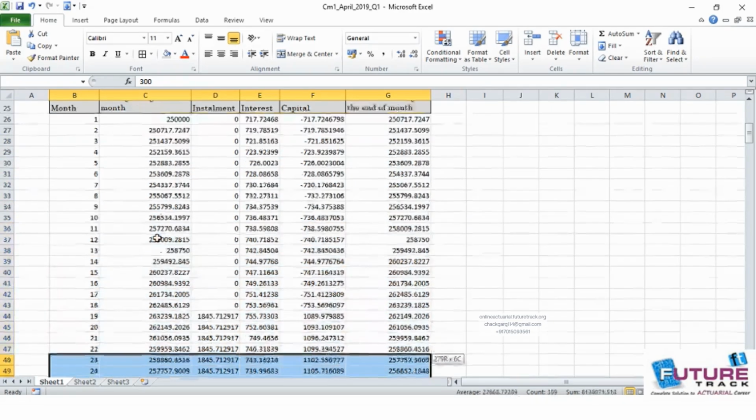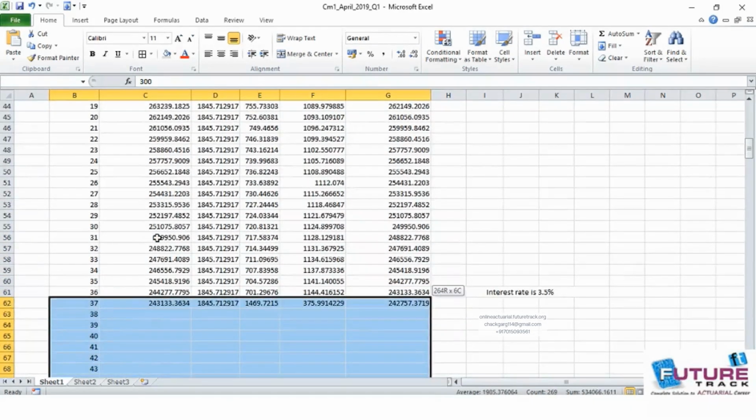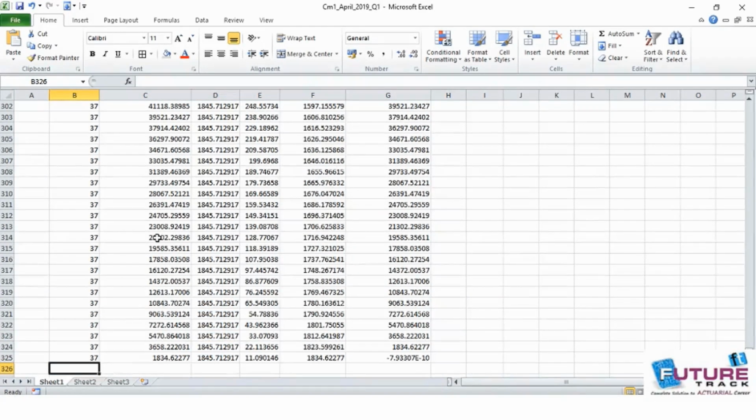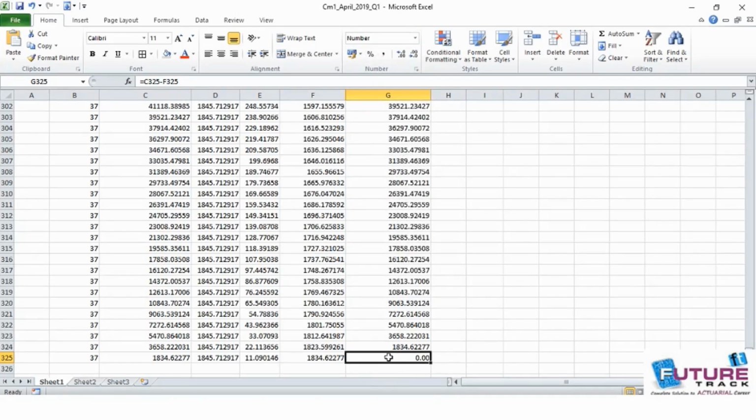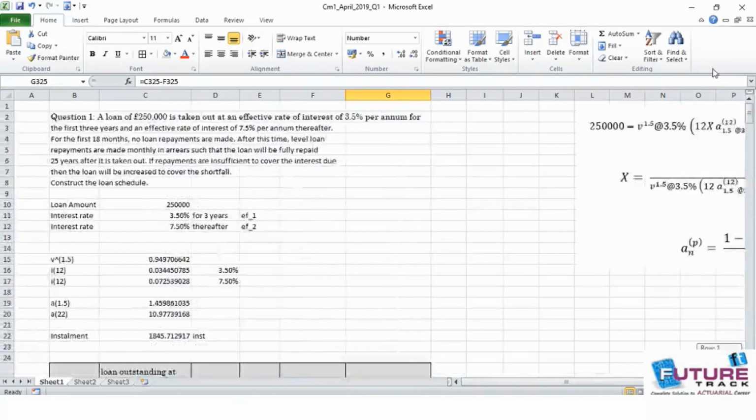Till 18, please apply Control D. This means control down. We are copying the same formula in all the columns. Fine. So see, this is what we get by the end of the 18th month. So class, for the 19th month, what is the change? So my loan outstanding becomes this.